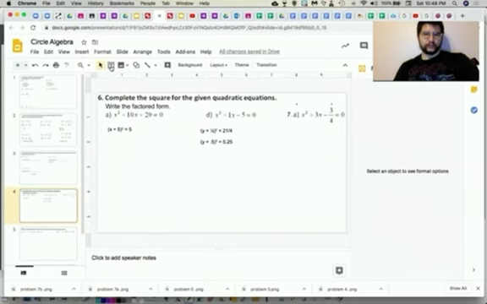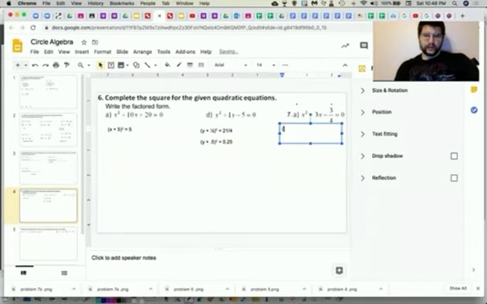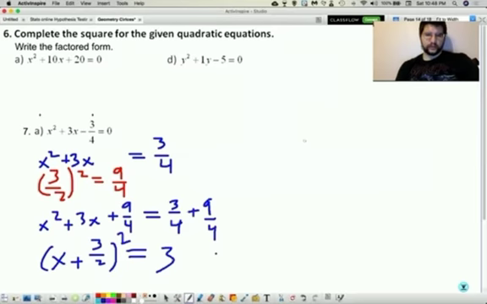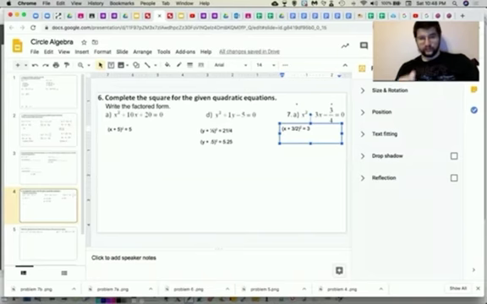So here we go. I say so a lot, sorry. X plus 3/2, command dot, squared equals 3. Check, yeah. And that's all I need to see. All right.